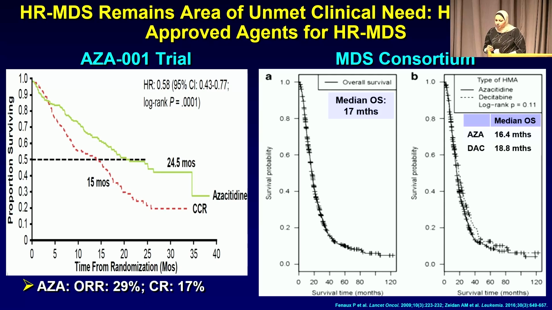In the landmark AZA-001 trial, azacitidine significantly improved overall survival compared to conventional care regimens, 24.5 versus 15 months, with a CR rate of 17%. This 24-month overall survival has not been replicated, with subsequent studies showing an overall survival of 11 to 19 months. Data from the MDS consortium show that the median overall survival with HMAs was 17 months, with similar survival for both azacitidine and decitabine. Although decitabine has not shown overall survival benefit in a randomized trial, which may be due to the decitabine dosing schedule used, both HMAs are used interchangeably.